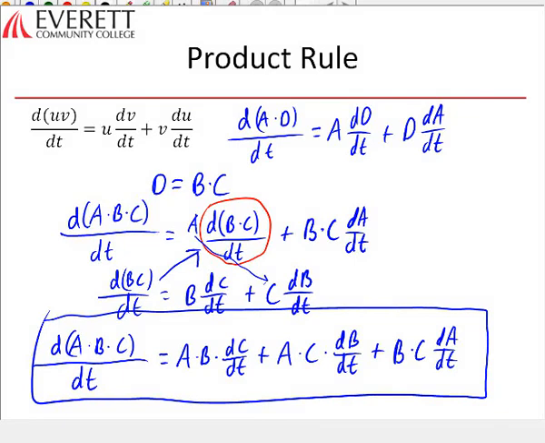And when you look at it, the way I like to remember it is the derivative of three functions is the first two, a and b, times the derivative of the third, plus the derivative of the second times the other two, plus the derivative of the third times the other two, and so forth. So the derivative of one times the other two functions, plus the derivative of the next one times the other two functions, plus the derivative of the third times the other two functions.